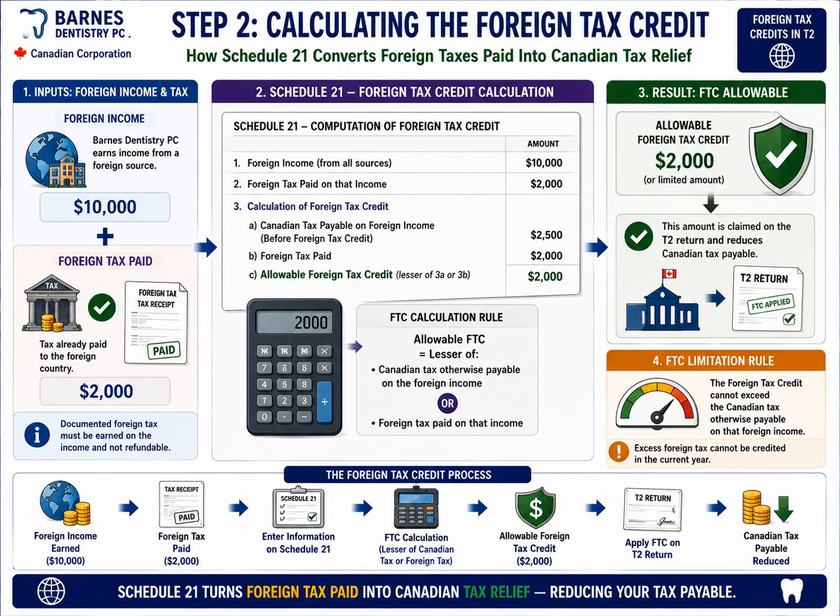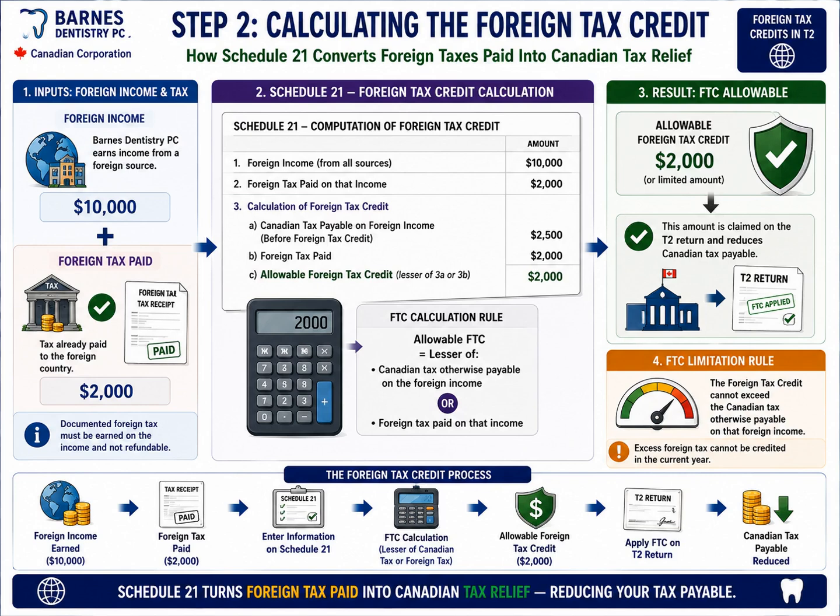Notice the green shield beside the credit amount. Just like we saw in the previous slide, the shield represents protection against double taxation. The corporation has already paid tax to the foreign country. Schedule 21 ensures that Canada recognizes that payment and provides appropriate relief.